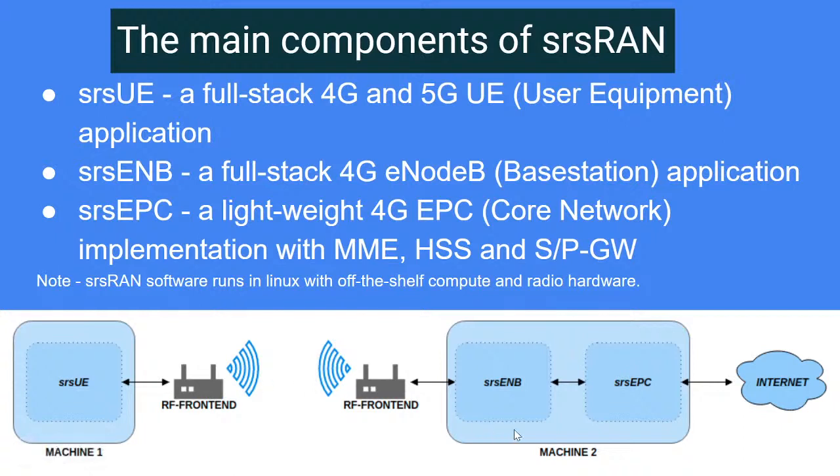And on the other PC, it's very important that you have two PCs if you want to use hardware. If you want to use the virtual hardware, it's okay to have one PC, but here you have two PCs. In the other PC, you have the RF front end, which is the USRP device as well, connected with the software that creates the eNodeB and the software that creates the core. And this can be connected to the internet so that it can provide the services and applications of the internet and communicate them to the user equipment.